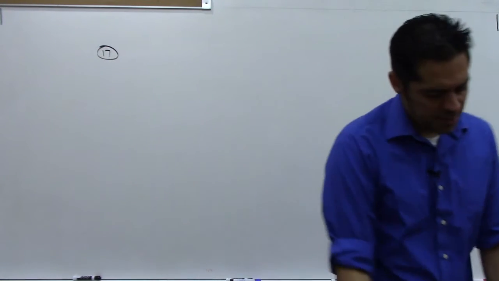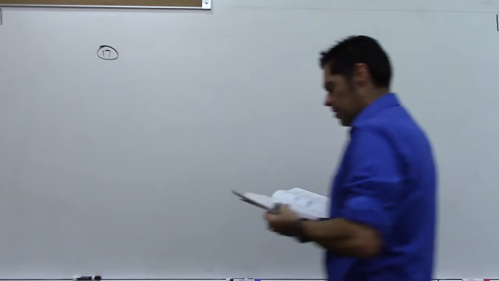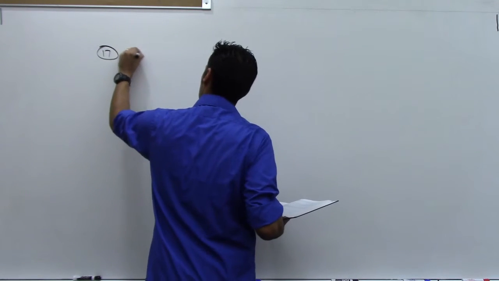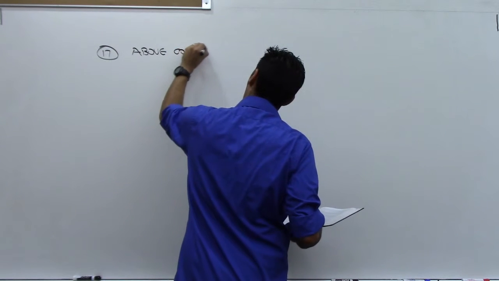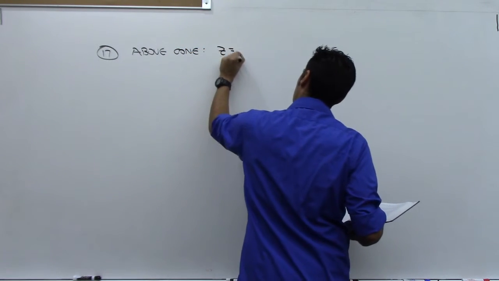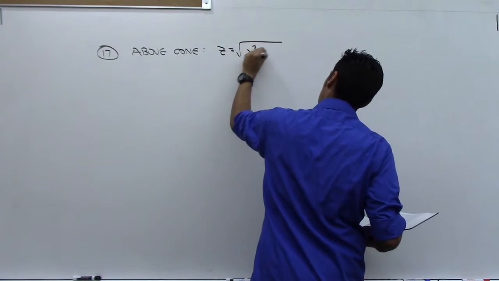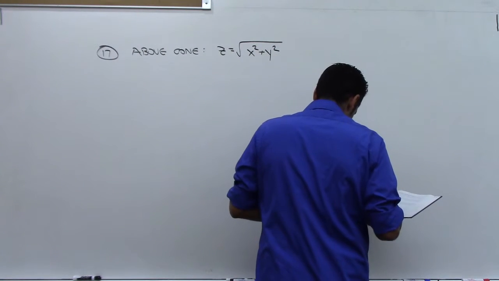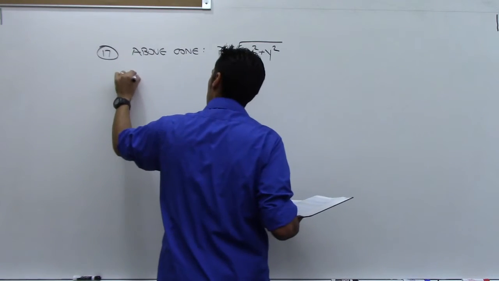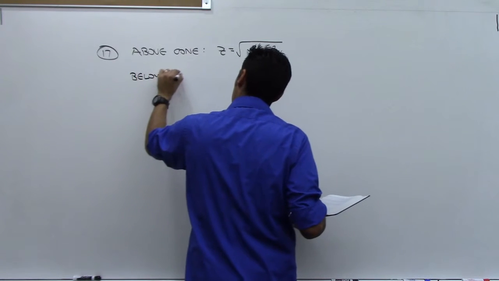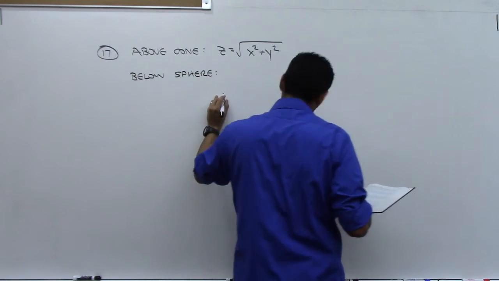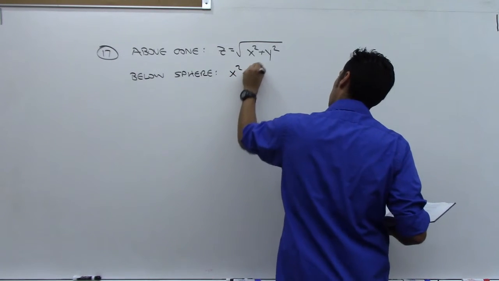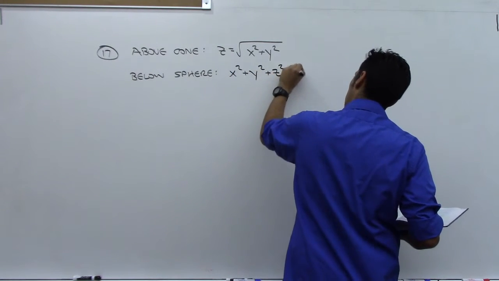Find the volume of the solid that is above the cone z equals the square root of x squared plus y squared. They like that one. And below the sphere x squared plus y squared plus z squared equals 1.